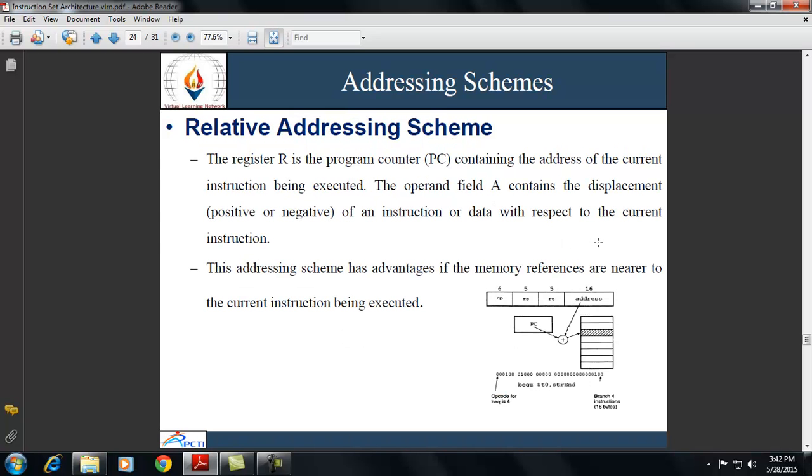If we talk about relative addressing, then the register R is a program counter containing the address of the current instruction being executed. The operand field A contains the displacement of the instruction or data with respect to the current instruction. This addressing scheme has advantages if the memory references are nearer to the current instruction being executed.